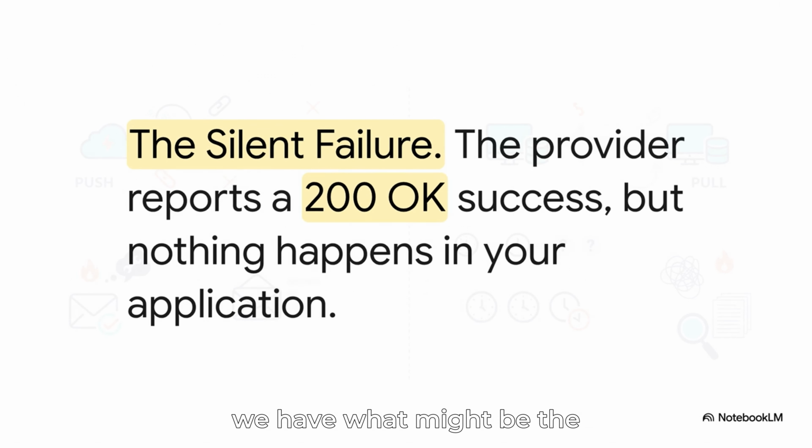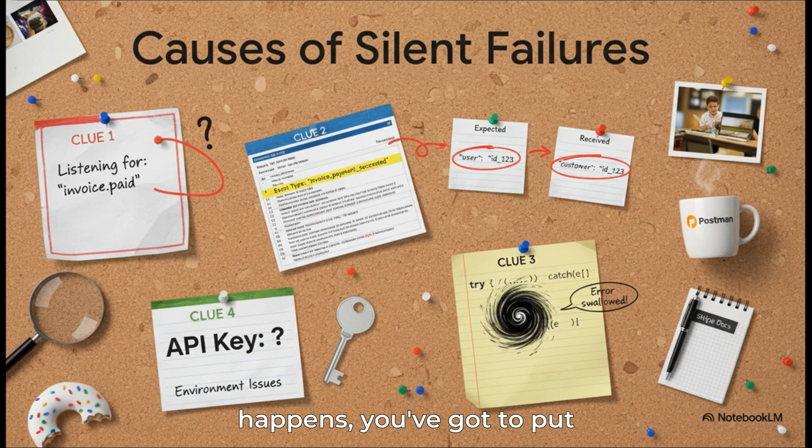And finally, we have what might be the trickiest one to hunt down, the silent failure. The webhook provider says, hey, we sent it. We got a 200 OK back. Everything's great. But on your end, nothing happened. The user's account wasn't updated. The notification wasn't sent. Nothing. When this happens, you've got to put on your detective hat. Are you sure your code is listening for the right event type? Maybe you're expecting a pull request event, but you're getting a push. Or maybe the payload structure changed, and your code is trying to access a field that isn't there anymore. My favorite cause, though, is an error that gets swallowed by a try-catch block and never logged. Without good logging, these silent failures are basically ghosts.